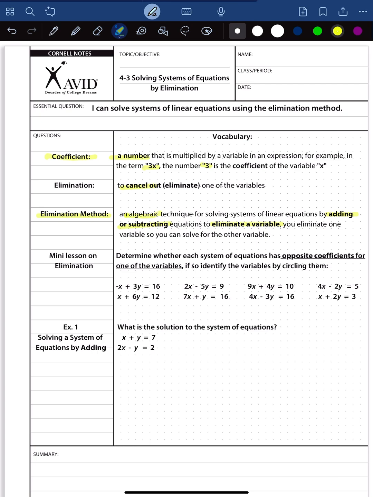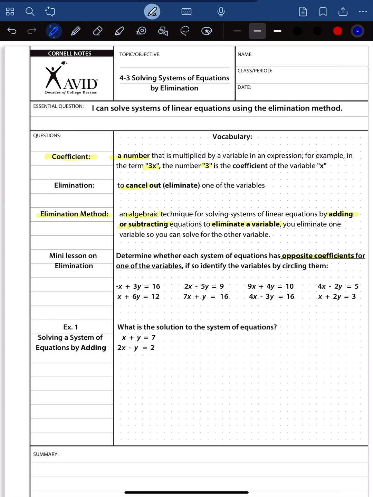So in this mini lesson, we're going to determine whether each system of equations has an opposite coefficient. So we're going to look at the coefficients carefully of the x term and the y term and determine if they are opposite. If so, we're going to circle them to identify them.